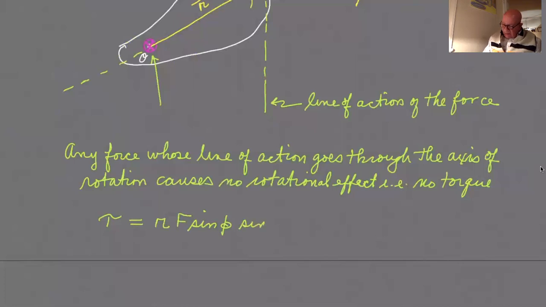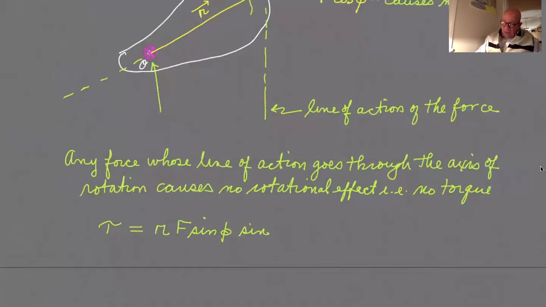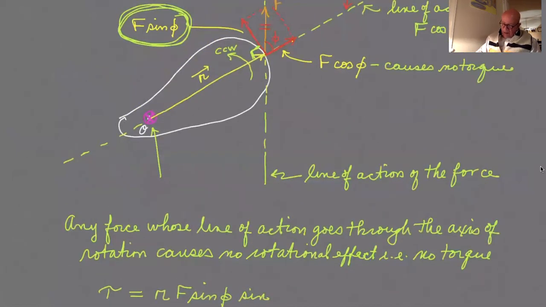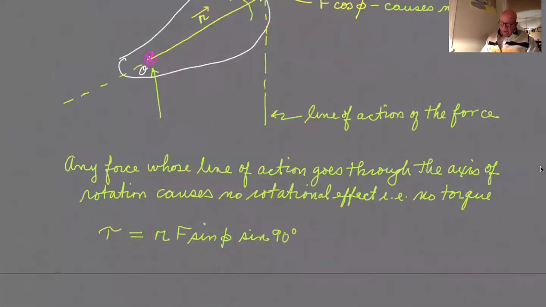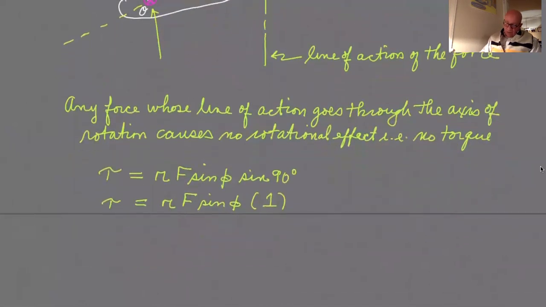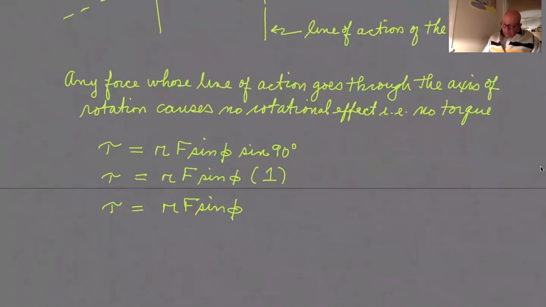Times the sine of the angle between them. And that angle now is gonna be 90 degrees. So we gotta be really careful here. We got a couple of angles going on. Sine of 90 is 1. So the torque then is going to be R F sine of phi, okay, times 1, all right? So the torque then just simply is going to be R F sine of phi. Now I'm going to rebundle this. I'm just going to move the sine of phi closer to the R. So it's going to be R sine of phi times F, all right?